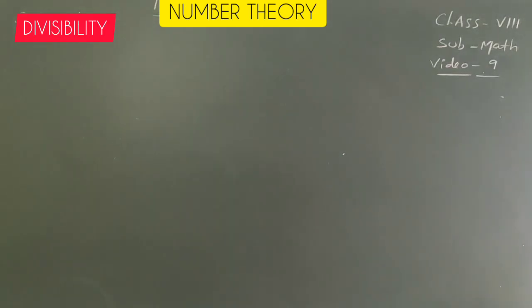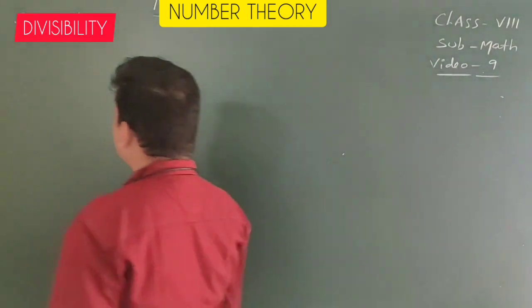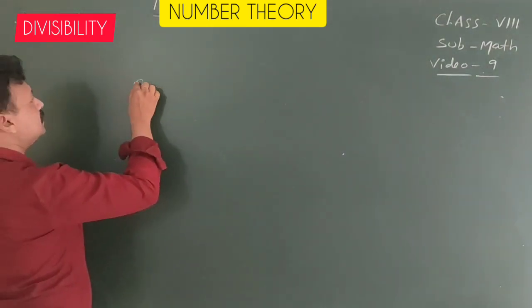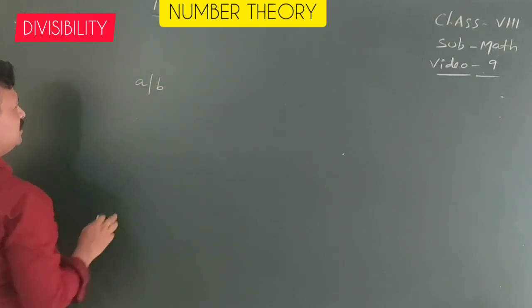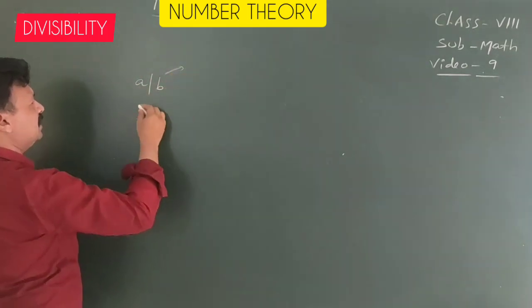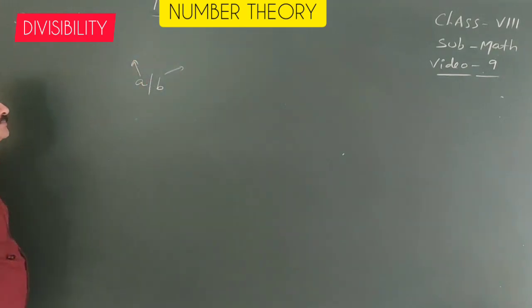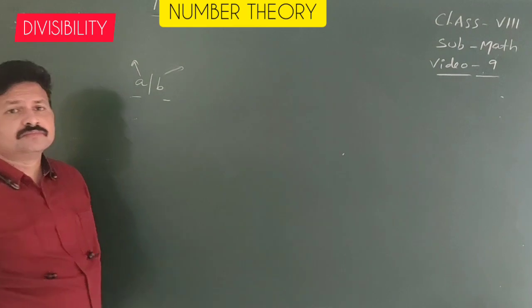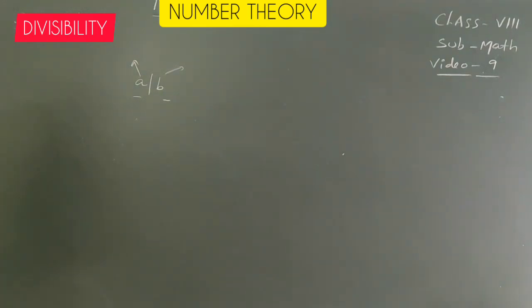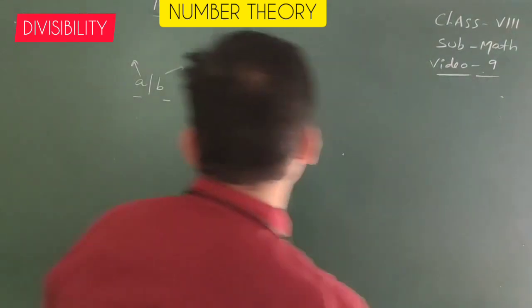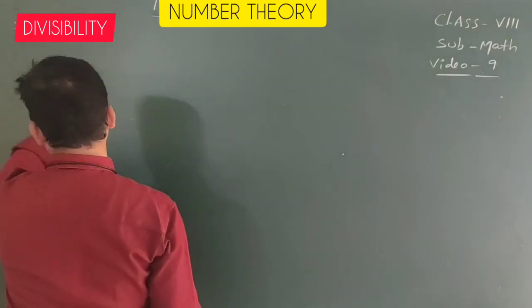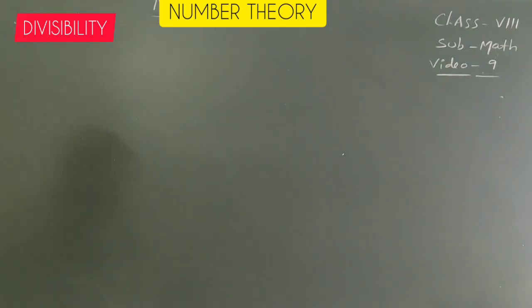Yesterday we started a new topic, divisibility and rules of divisibility. If A divides B, then B is a multiple and A is a factor. And some divisibility rules we discussed.